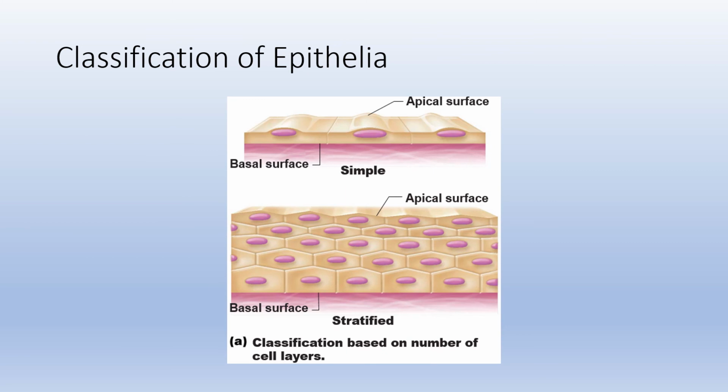This image demonstrates classifying epithelium based on the number of cell layers. So again, that first name of epithelium will either be simple or stratified. Simple means that it is a single cell layer thick, and you can see that on the top. Stratified means there is more than one cell layer thick. Again, when you are naming the shape of a stratified epithelium, you want to look at the cells towards the apical surface. And on this one, you can see that the cells along the apical surface are much flatter compared to the cells along the basal surface.